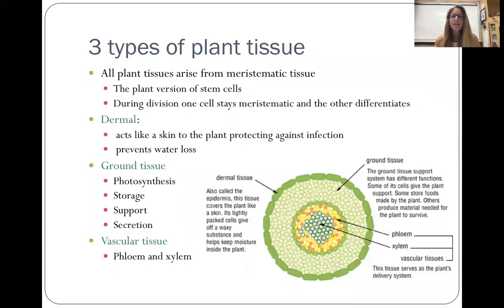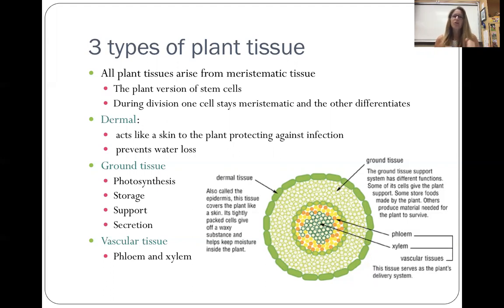So there are three types of plant tissue that we're interested in. All three types of plant tissue arise from meristemic tissue. This is what a stem cell is in plants. It has a special name, but it is essentially a stem cell, and all other types of cells arise from it. During division, one cell will always stay meristemic and the other one differentiates. So you always have a source of stem cells in your plants, so you can always have new growth.